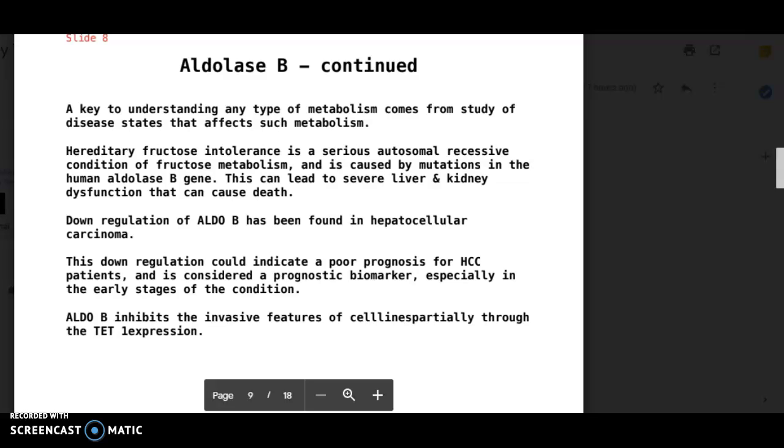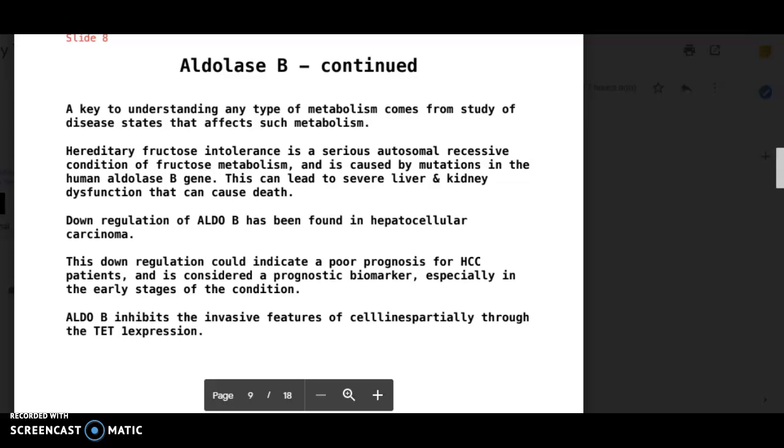A serious defect of fructose metabolism is the autosomal recessive condition called hereditary fructose intolerance, caused by mutations in the human ALDO-B gene. Those afflicted with this experience liver and kidney dysfunction after fructose consumption, which can lead to death, particularly during infancy. With very low levels of fructose exposure, these patients develop non-alcoholic fatty liver disease and fibrosis. Similar liver pathology is also seen in metabolic syndrome.